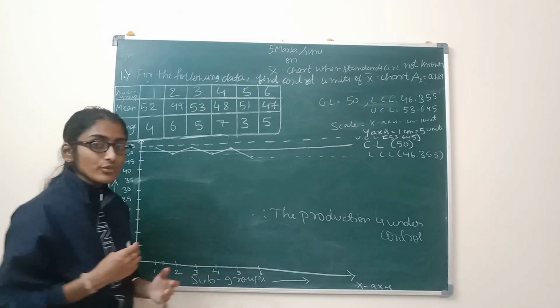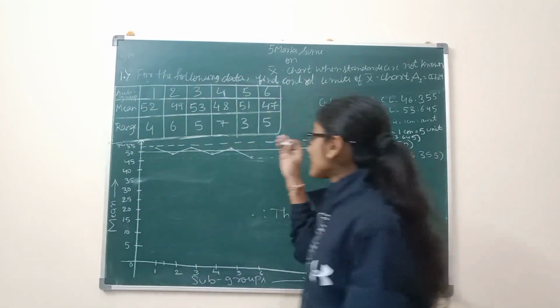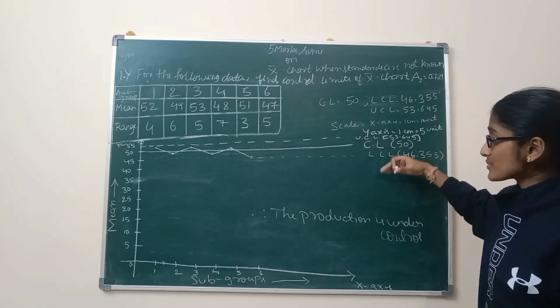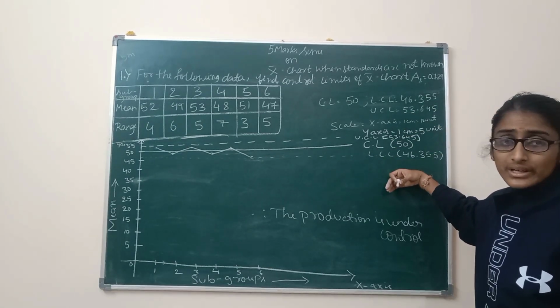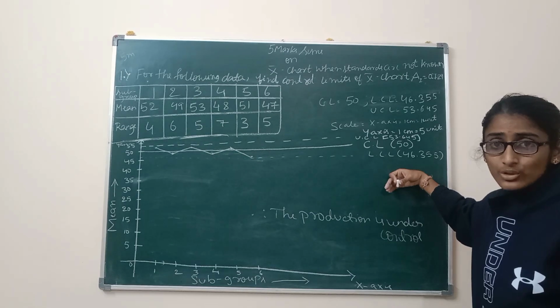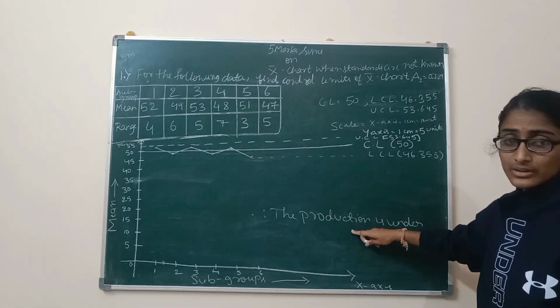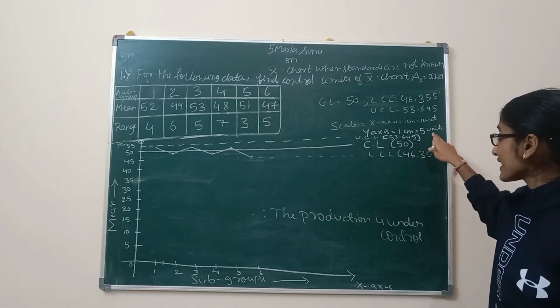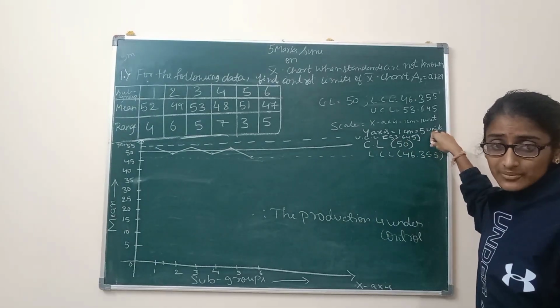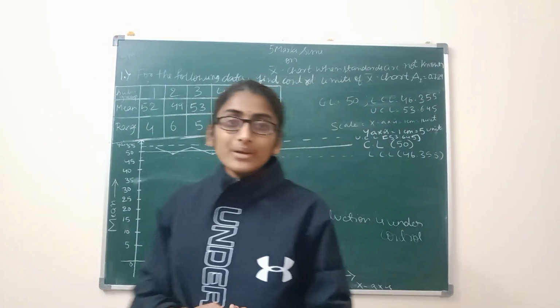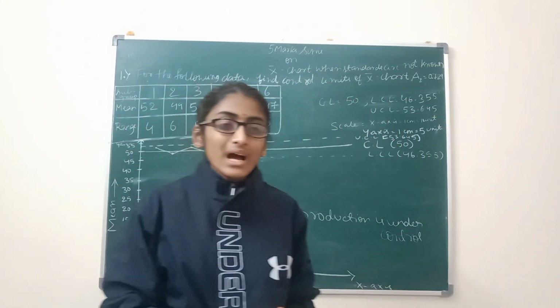So this is all about the 5 mark sum under the X bar chart when the standards are not known. This is mainly done in order to identify whether the production is under control or not. If you do not write this statement, 1 mark they'll cut, and even for the scale, if you miss writing the scale, 1 mark they'll cut. Okay, so thank you. In the upcoming video we'll be learning about the R bar chart.